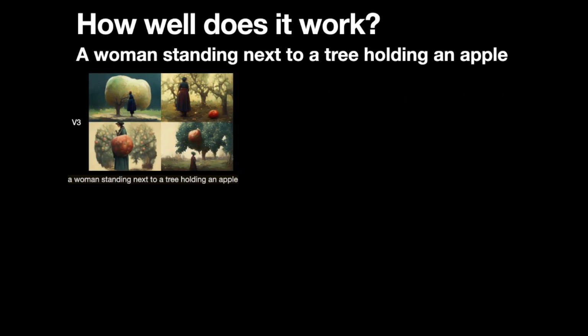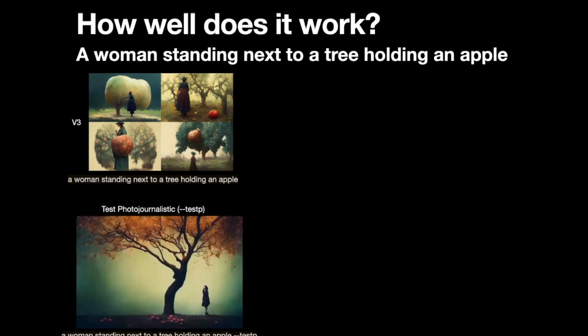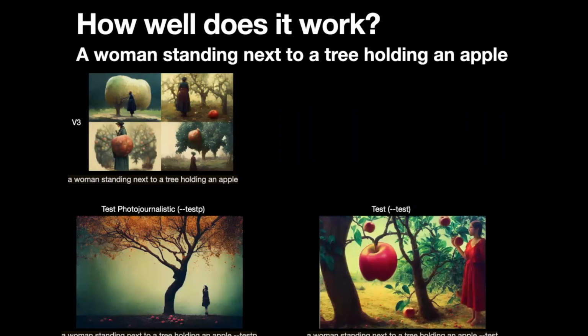But if you think about the English language, it's very ambiguous, and we do a lot of processing to understand what it really means. So there's actually two other versions in Midjourney that you can use. There's version 3, you see this little V3. There's a parameter called test P, which stands for test photojournalistic. That gave me that example. And there's just test, which is more creative. And it gave me that example.